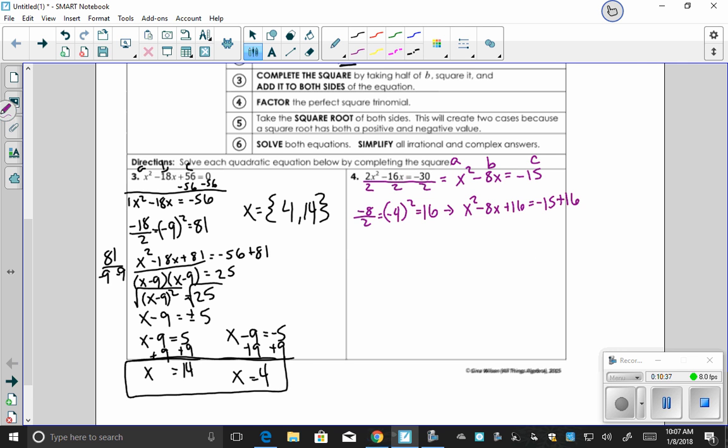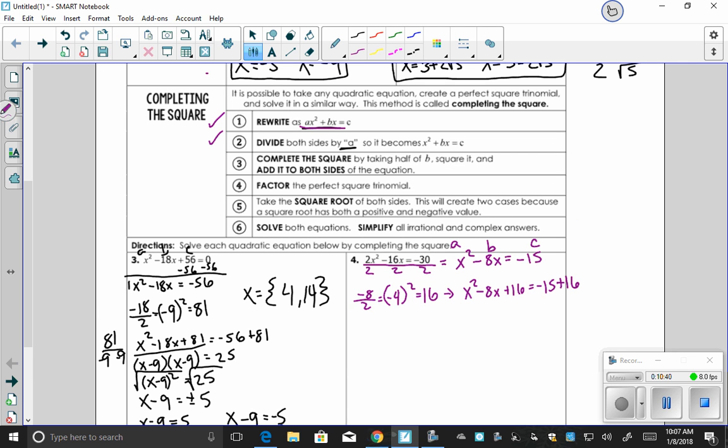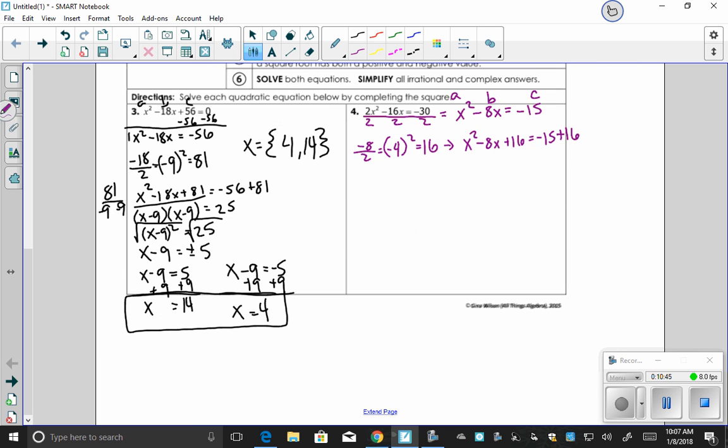Factor. So I completed step 3, now I have to factor. Factors of 16 that will add to give me 8. Well, in this case, it's going to be 4 and 4, but it's negative 8, so they have to be negative. So I'm going to have x minus 4 times x minus 4 equals 1, because negative 15 plus 16 equals 1. X minus 4 squared equals 1, because they're the same, so I can combine them.